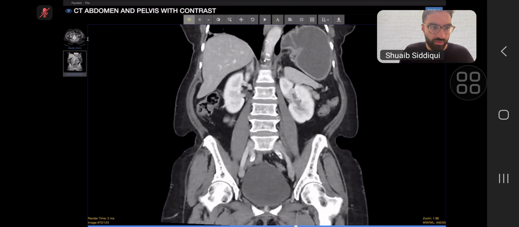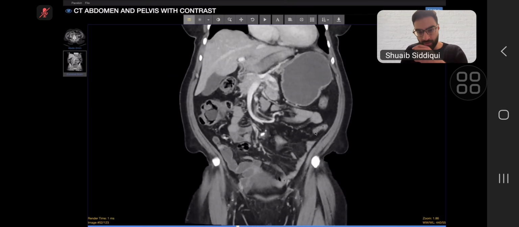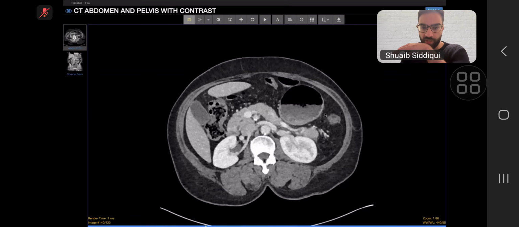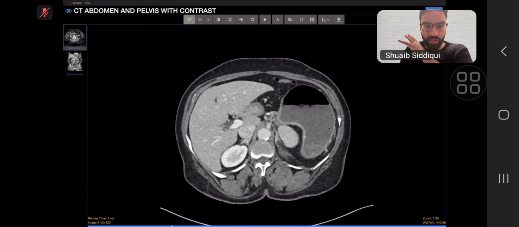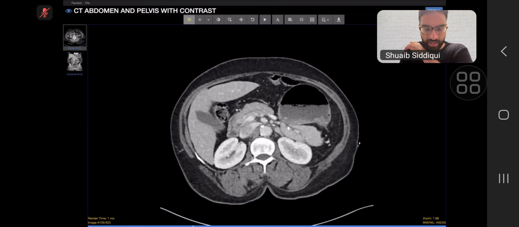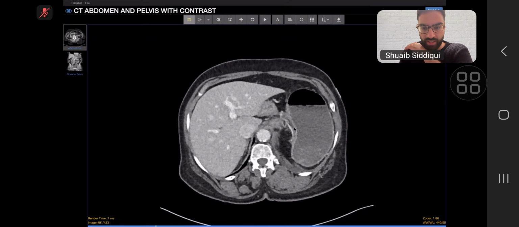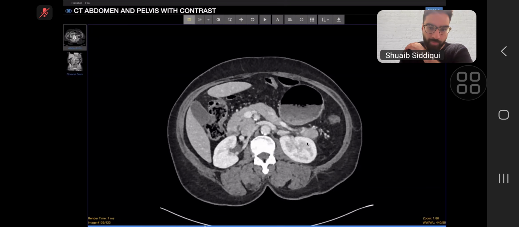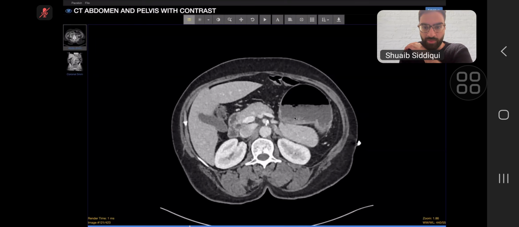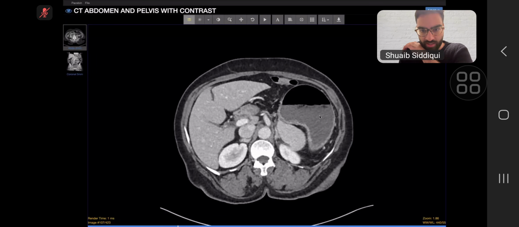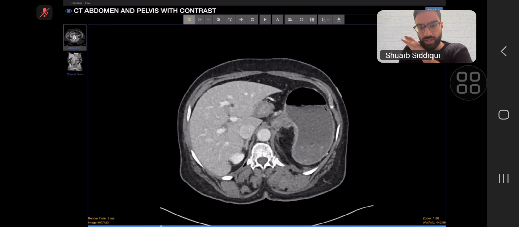And as part of this, the spleen is also abnormally positioned. So these are just associations that you can get with the gastric volvulus. You can get the eventration of the hemidiaphragm. You can get the spleen in an abnormal position. But the key finding here is this is mesenteroaxial gastric volvulus, and it needs a referral to the general surgeons.